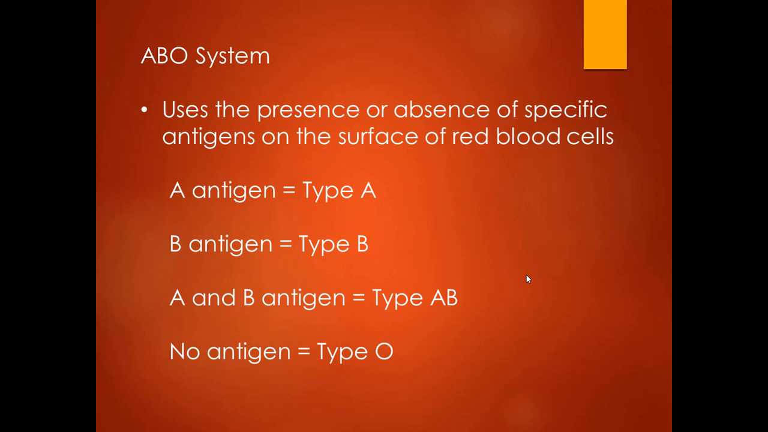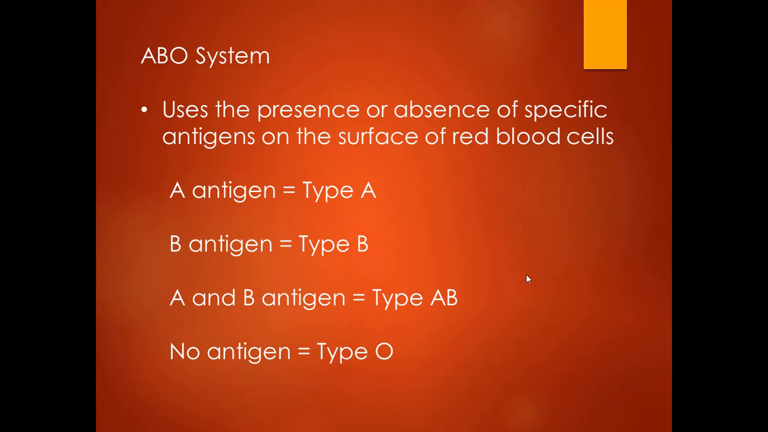Type AB, they don't have either antibody. They have A antigens and B antigens. So these guys are known as the universal recipient. They can get anything. Type O blood has both A and B antibodies. They don't have any antigens. So they can only receive type O. So hope that all makes sense.